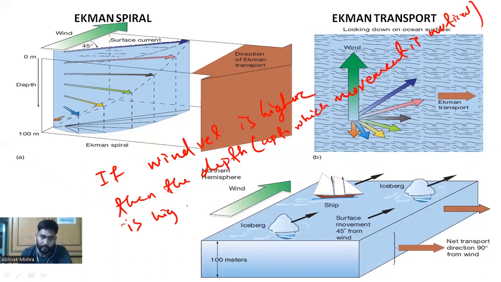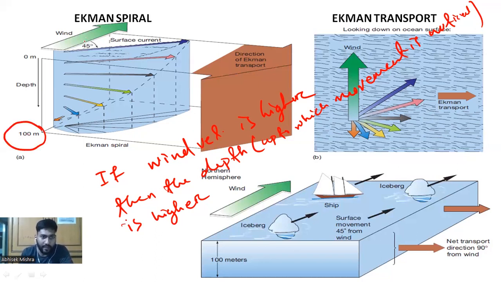So this depth is dependent on wind velocity or the frictional energy given by the wind. The higher the velocity, the higher the energy transferred to the first layer. So the higher the wind velocity, the higher the depth. The lower the wind velocity, the lower the depth. But on average, we can take it up to 100 meter.